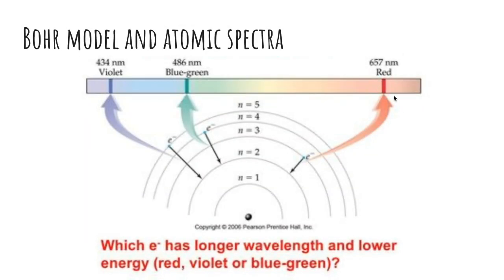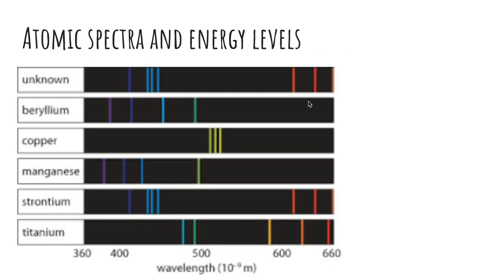Now, the cool thing about this atomic spectra is that every atom has its own energy levels. No two atoms are exactly the same. Each of these jumps is going to be different for each atom, so we can use it to identify things. So like beryllium, for example, is going to emit a certain wavelength of light of purple, and then like a violet blue, and then like a blue and a green. Copper is going to emit these different colors. Manganese is going to emit these different colors. Strontium, titanium.